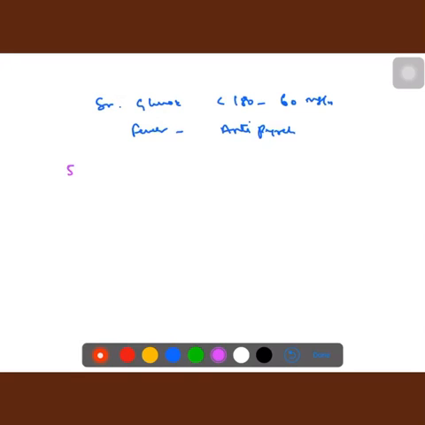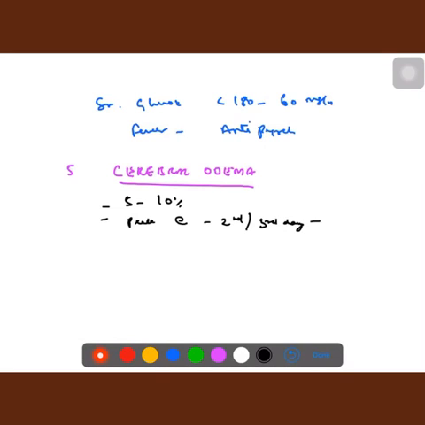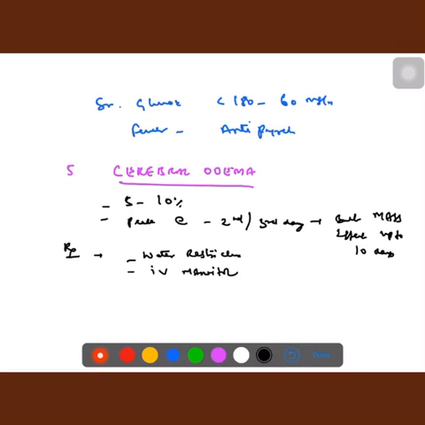Then coming to cerebral edema, it is a complication of ischemic stroke. It is seen in 5 to 10% of the patients. The cerebral edema peaks between the second to third day, but the mass effect will remain for 10 days. So if there is significant edema, we should treat by water restriction and IV mannitol. But we should avoid hypotension because it may worsen the infarct.